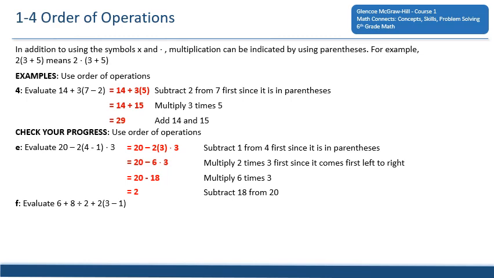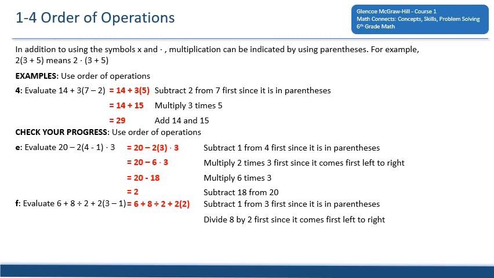Evaluate 6 plus 8 divided by 2 plus 2(3 minus 1). Subtract 1 from 3 first since it's in parentheses, and that's the first step in PEMDAS. So 6 plus 8 divided by 2 plus 2(2). Divide 8 by 2 since it comes first left to right, and that's what I'm talking about. That 2(2) is just, the operation is just multiplication. That parentheses does not come before the division because it's not inside the parentheses.